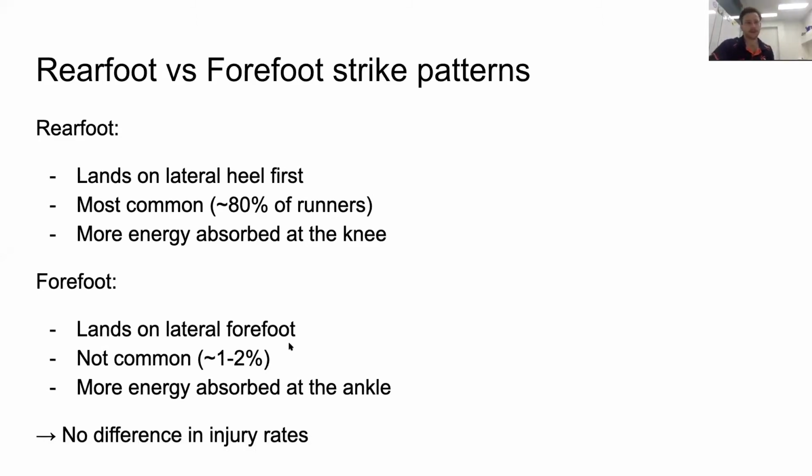So it's interesting. A lot of people think that forefoot runners have lower injury rates, but there's actually no difference in injury rates between the two runners. The only difference is where the injury is. Rear foot runners tend to get more injuries at the knee, and forefoot runners tend to get more injuries at the ankle.